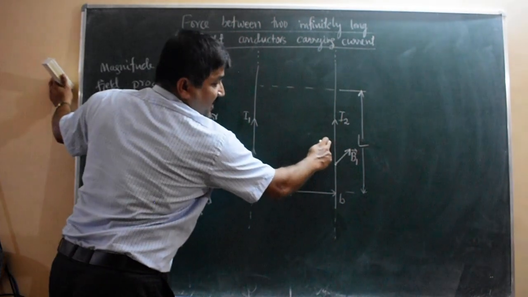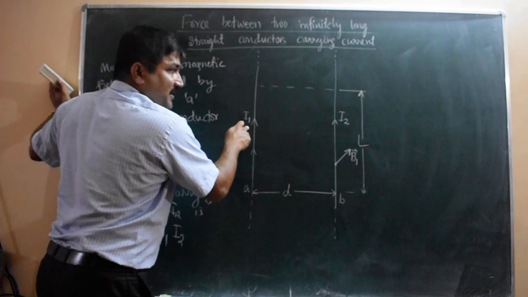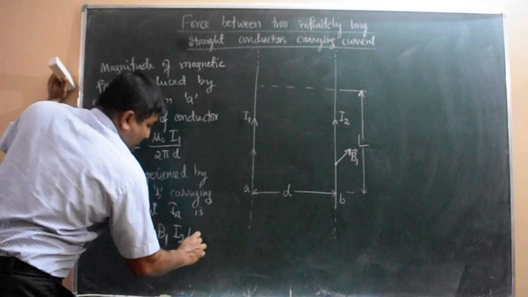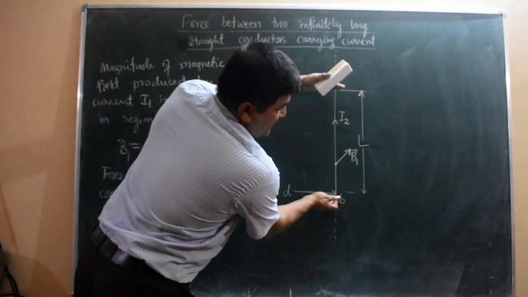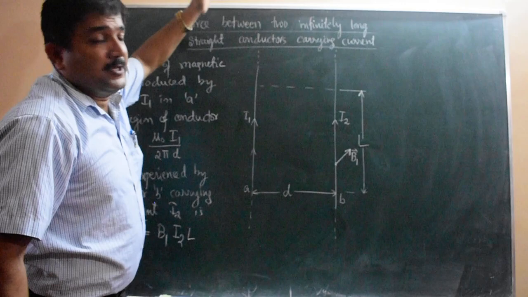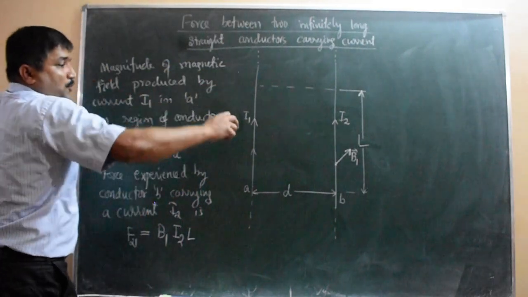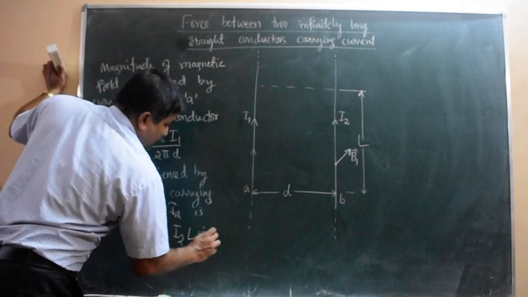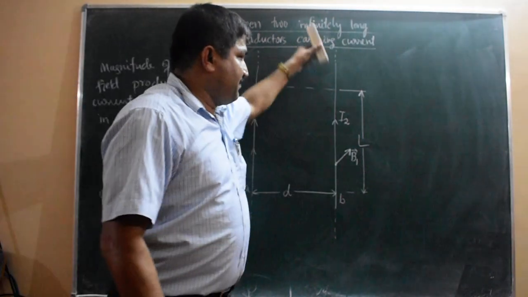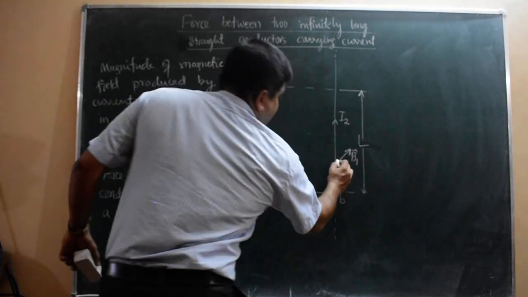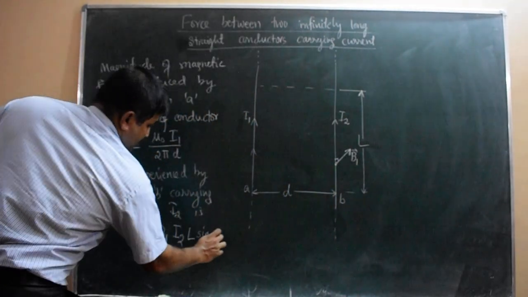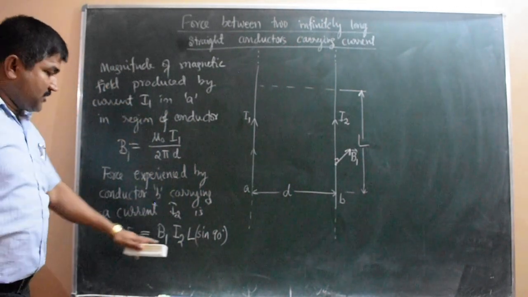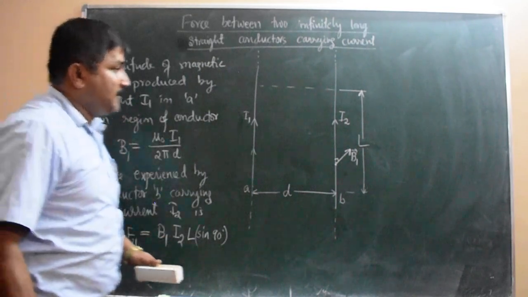The force experienced by this conductor means the field is produced by the other conductor, and current is flowing through this conductor. So B1 I2 L, where L is the length of the segment. The conductor is infinitely long, but I will take only a portion of the conductor. So that is the BIL sin theta. Now the angle between the current L vector and B vector is, here you see, 90 degrees. So sin 90 degrees. Now substituting for B1 in this expression, so what happens?